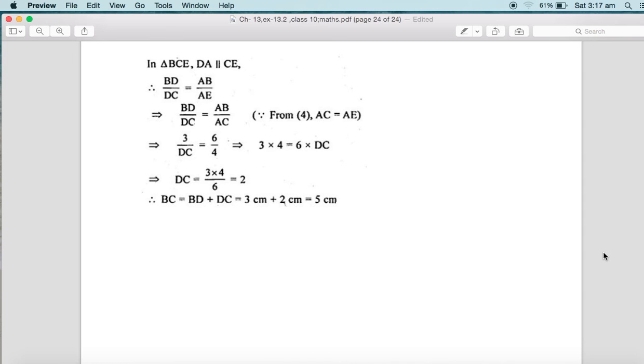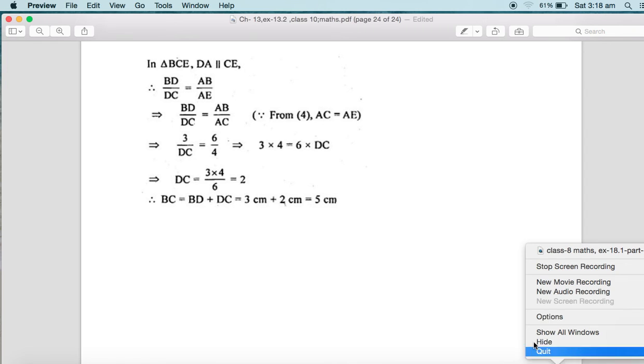So now your homework, students. Your homework is to do all solved examples of exercise 13.2 in your rough notebook. I repeat, your homework is to do exercise 13.2, all solved examples, in your rough notebook.